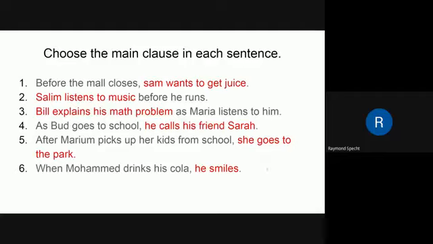Okay, and again, just check your answers before I move on to the next slide. The main clauses are highlighted in red. So I'll leave it here for a minute so you can correct your answers. Make sure you have good sentences.